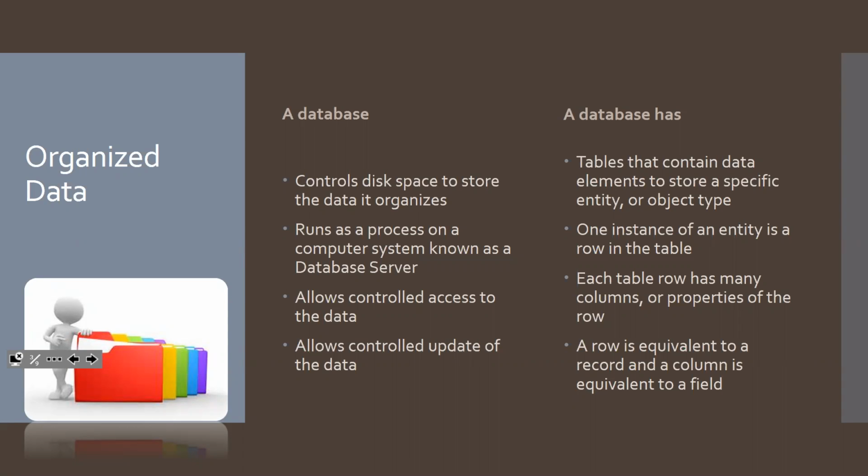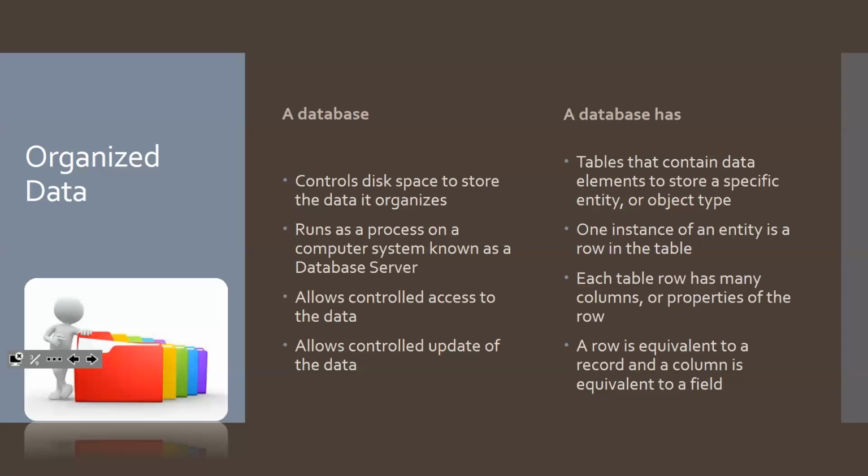A database management system is usually just a process that's running on a computer system, and a computer system that's running that database management system process is a database server. So the database server allows controlled access to the data, and it allows controlled update of the data. So if I'm using a database, I can say that these users can view the data but these other users can update it. And I can get down to a really fine level of which column individual people can update and view.